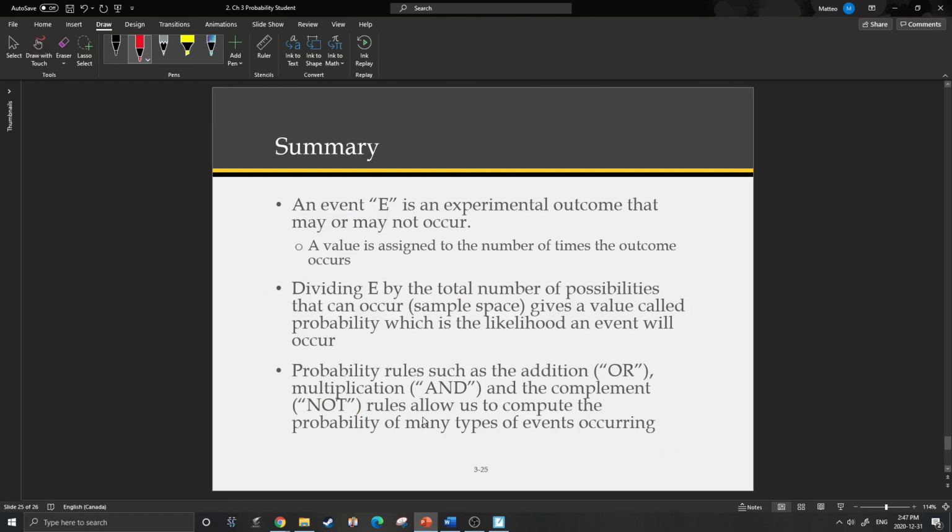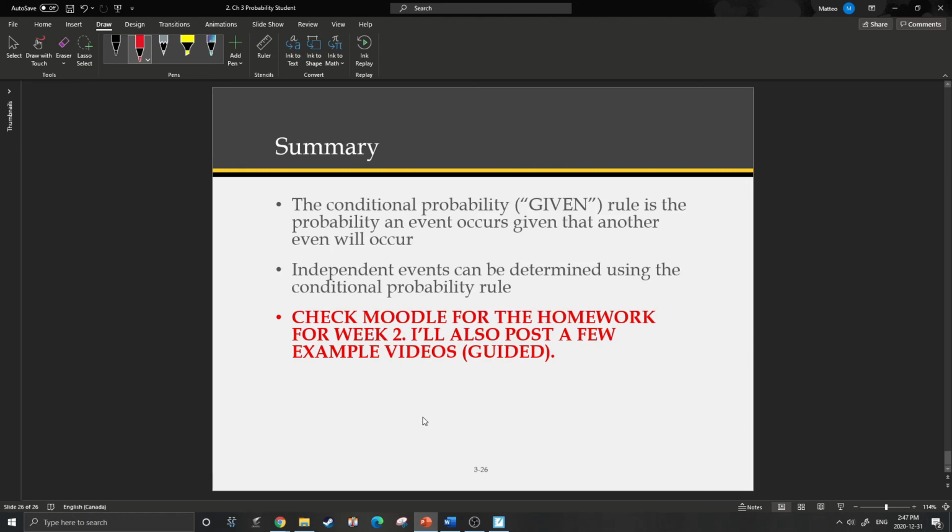Okay, so that kind of concludes our video. There's a little bit of a summary you can read through by yourself. Probability is deceptively simple. There's a lot of concepts in play in the back. The questions can all look very different and still have the same concepts. So it is very important, and I have it in red here, that you go check Moodle for the homework for week 2. I've got homework and some semi-detailed solutions up there as well.